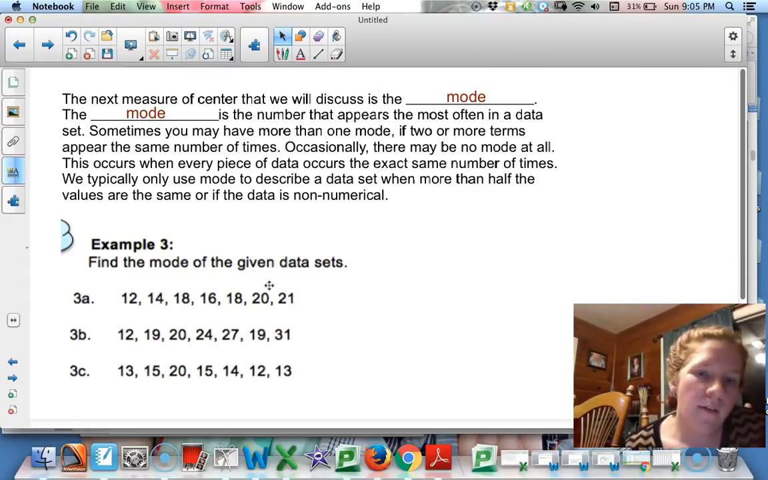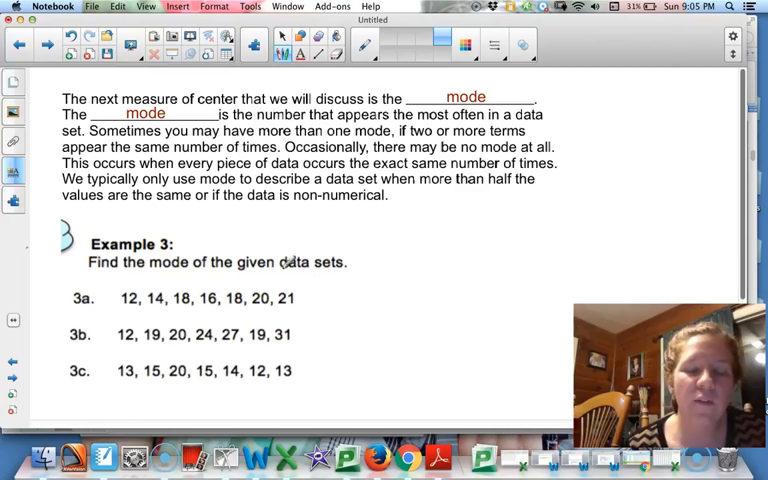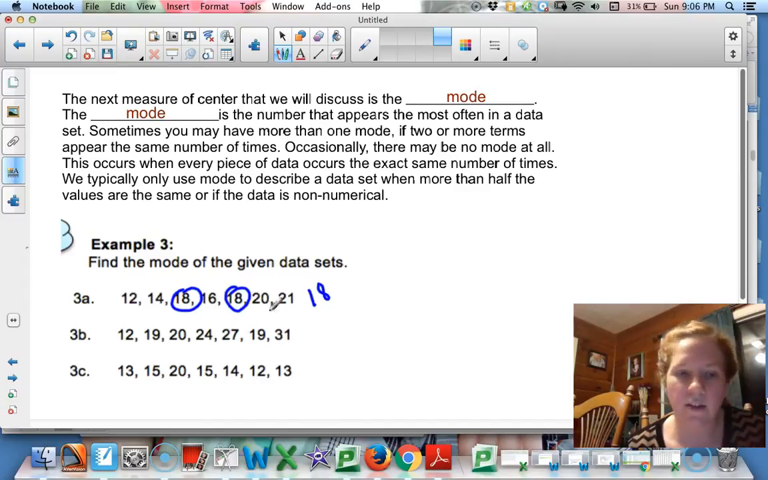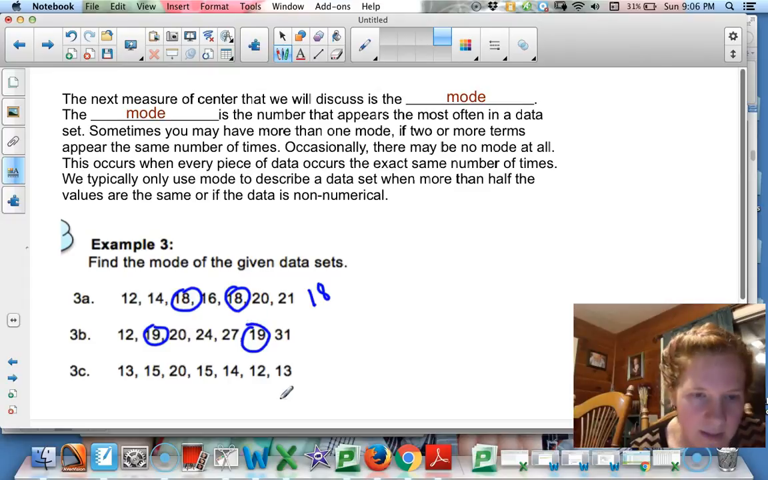So the mode of a given data set, when I look at this, I've got two 18s. It is better if you have already got your data set in order, it's a bit easier to find your mode because clumps of numbers that are the same will stick out. But in one that's really small like this, you can pretty well see that my mode is 18. It occurs twice. Everything else just occurs once. When I look at this one, I've got 19 twice, and everything else just occurs once, so my mode is going to be 19.